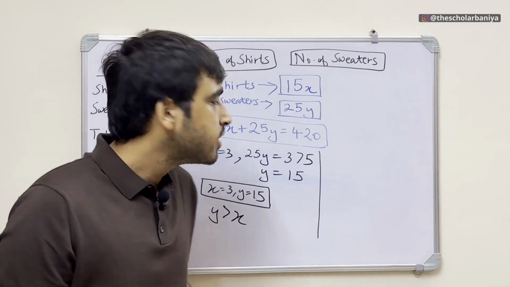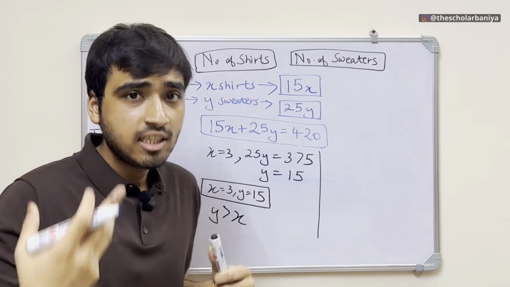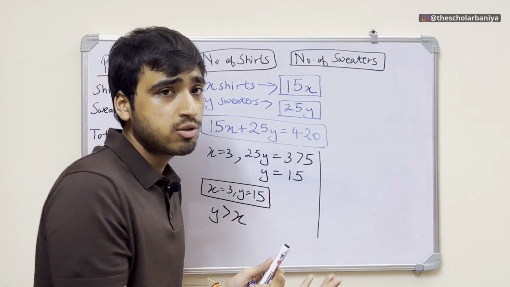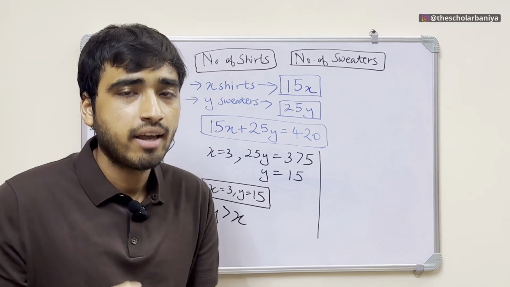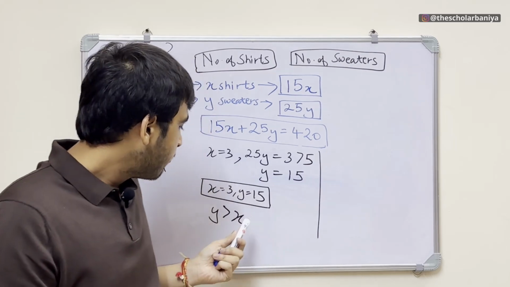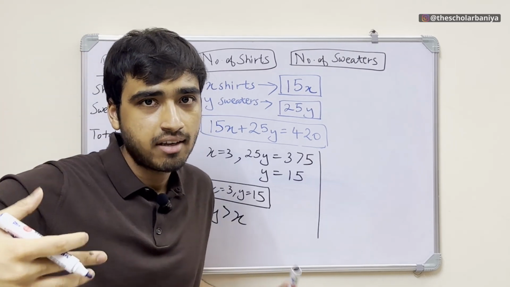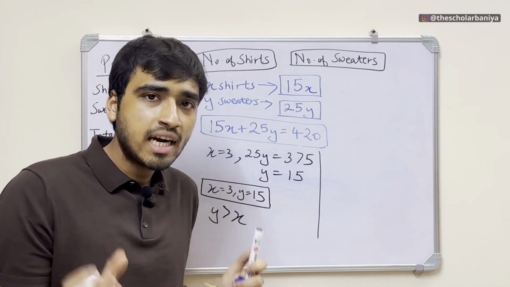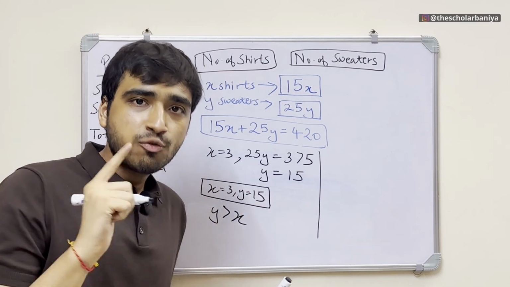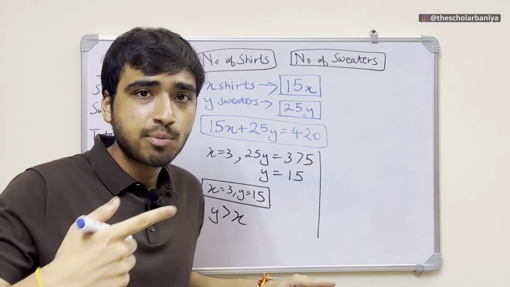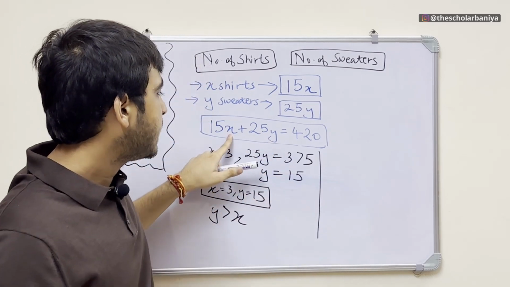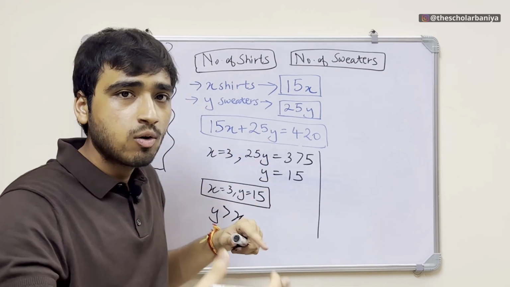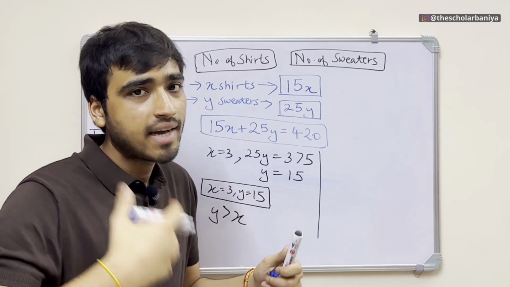Now we can take X equals 4 and we'll get some value of Y, or X equals 5 and we'll get some value of Y. But now we want to make X greater than Y, because we have already shown that Y is greater than X. Now we want to show X is greater than Y. So for that, we'll start the reverse process. Earlier we were taking X equals 1, 2, 3. Now we'll start with Y equals 1, Y equals 2, Y equals 3.